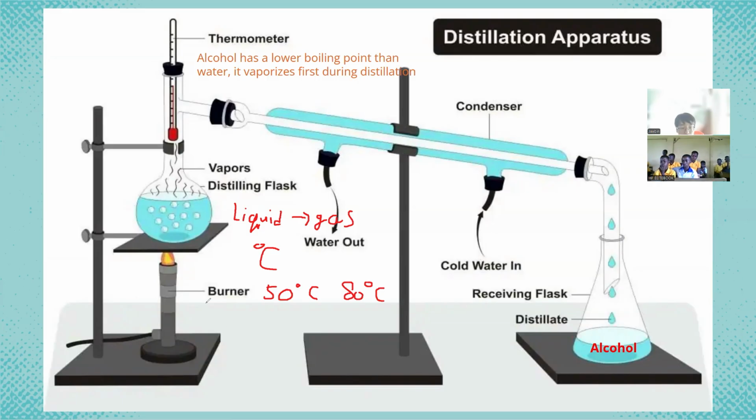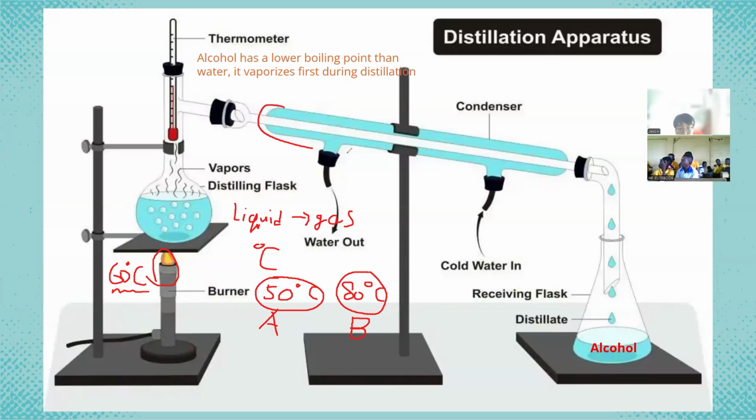If we set the burner to 60 degrees Celsius, right? When we have a burner of 60 degrees Celsius, which one will boil? Let's call this A and this B. Which one will boil first? It will be A, right? Because A has a lower boiling point. So when A turns into gas, only A turns into gas.